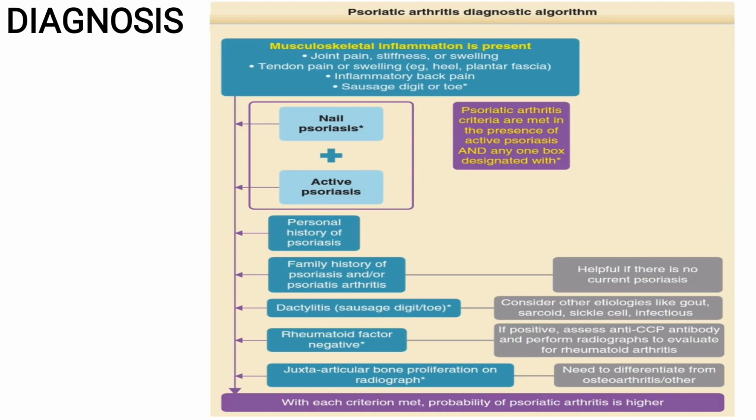Today we will discuss the diagnosis of psoriatic arthritis. Arthritis diagnostic algorithm: musculoskeletal inflammation is present, with joint pain, stiffness or swelling, tendon pain or swelling, for example of the heel and plantar fascia, and inflammatory back pain.